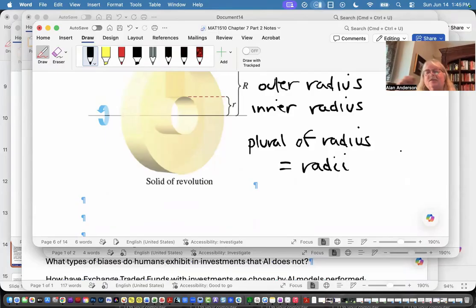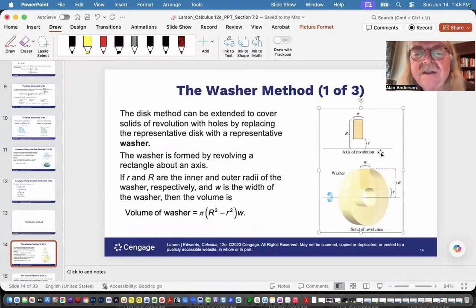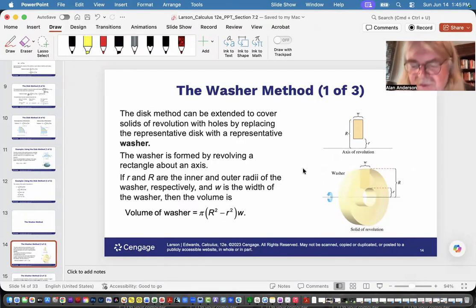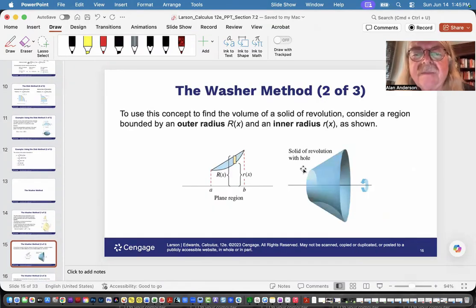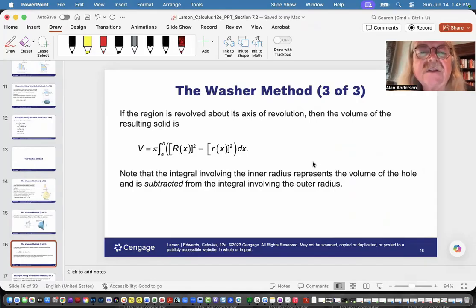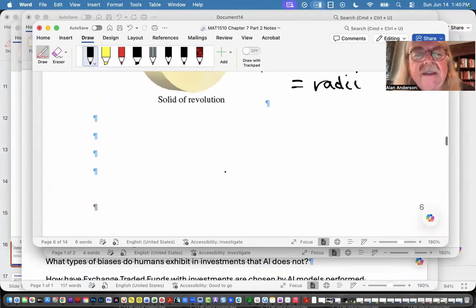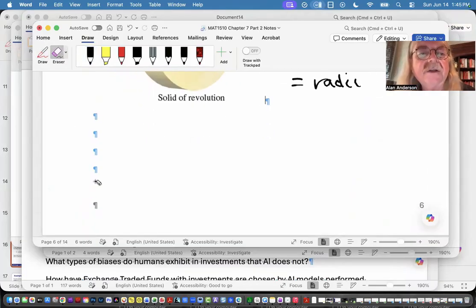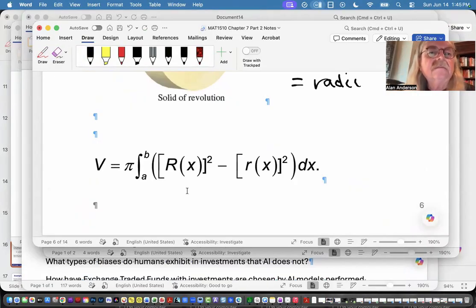Yeah, that's right, radii. So anyway, now we're going to need to change our formula to take into account both the inner and the outer radius. And so this is our new formula. And you can see it's almost the same, except for that new inner radius that wasn't there before, of course. And using this formula is referred to then as the washer method to distinguish it from the disk method.